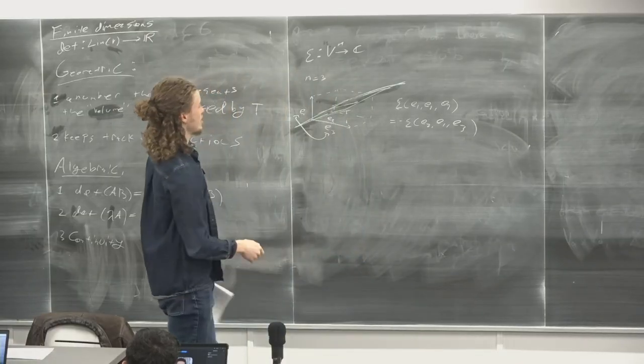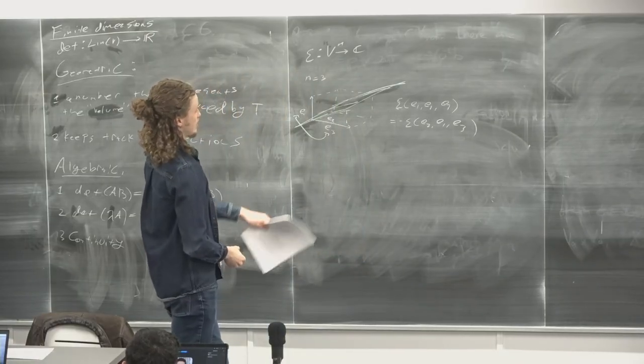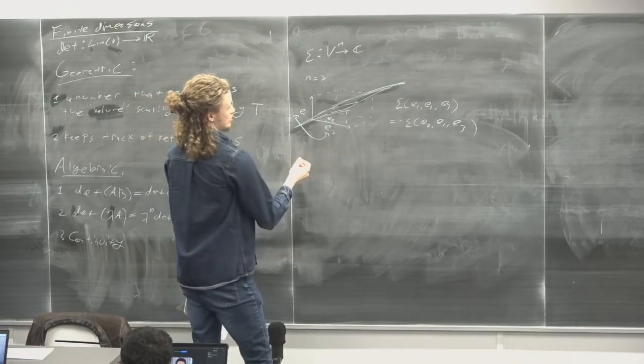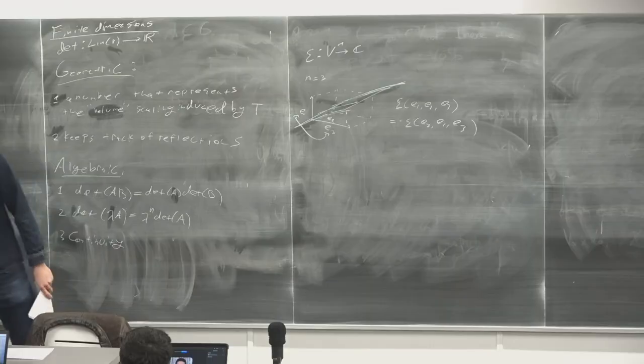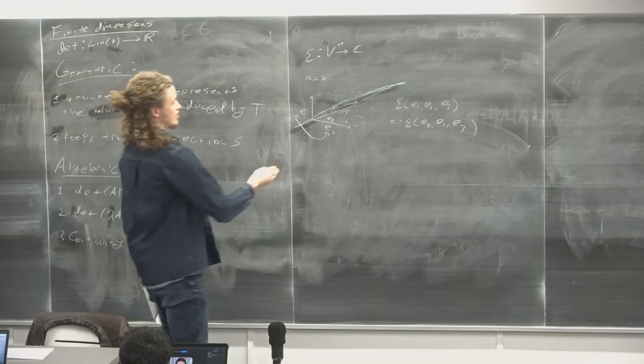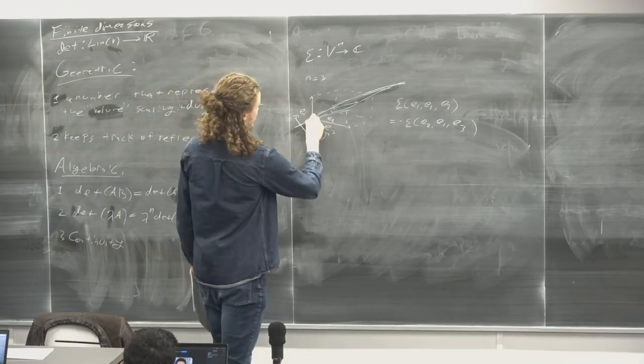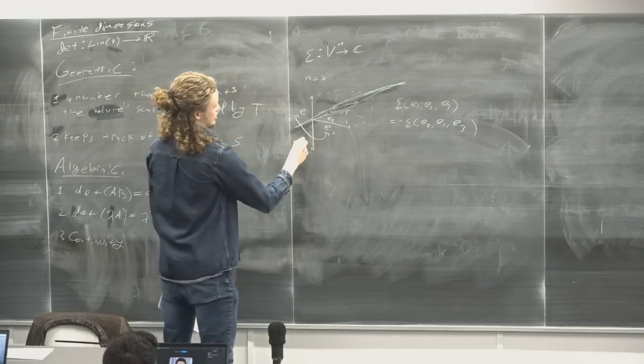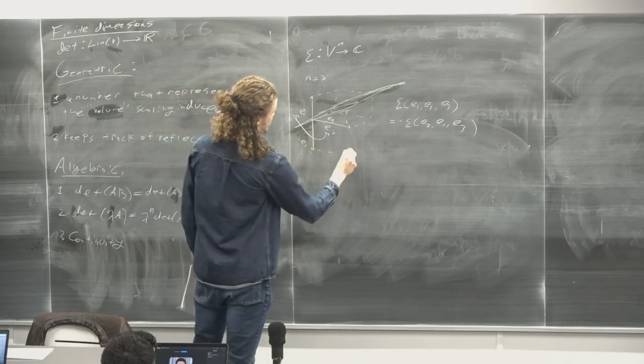And another way you can reflect this cube is by picking one of these vectors, and I'll get a different color again, and scaling it. Say I move E1 down to minus E1, and now I have a new volume.